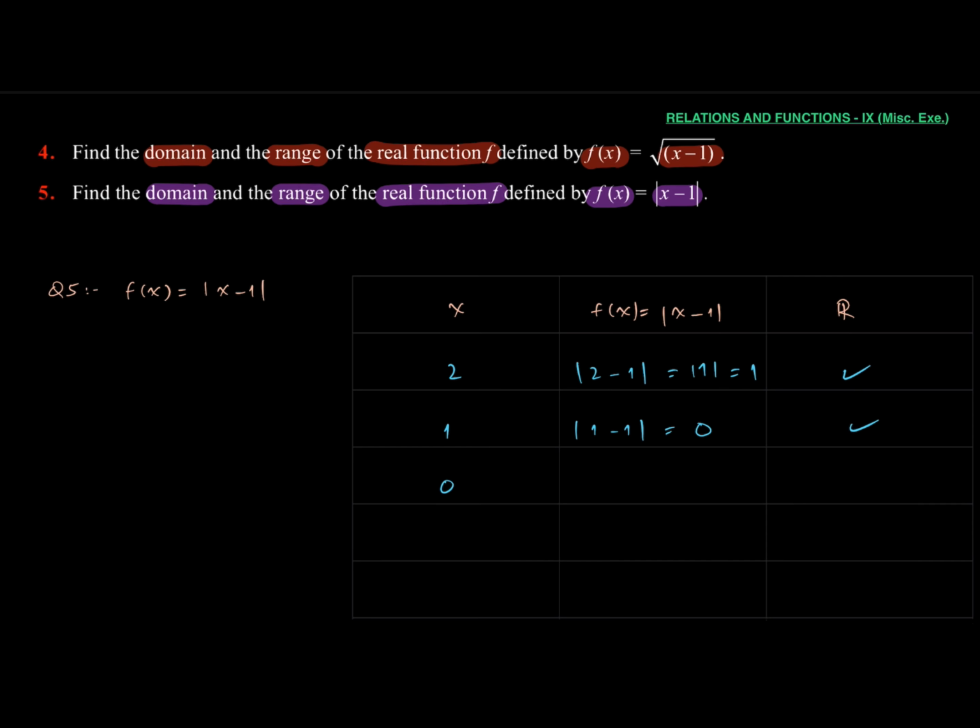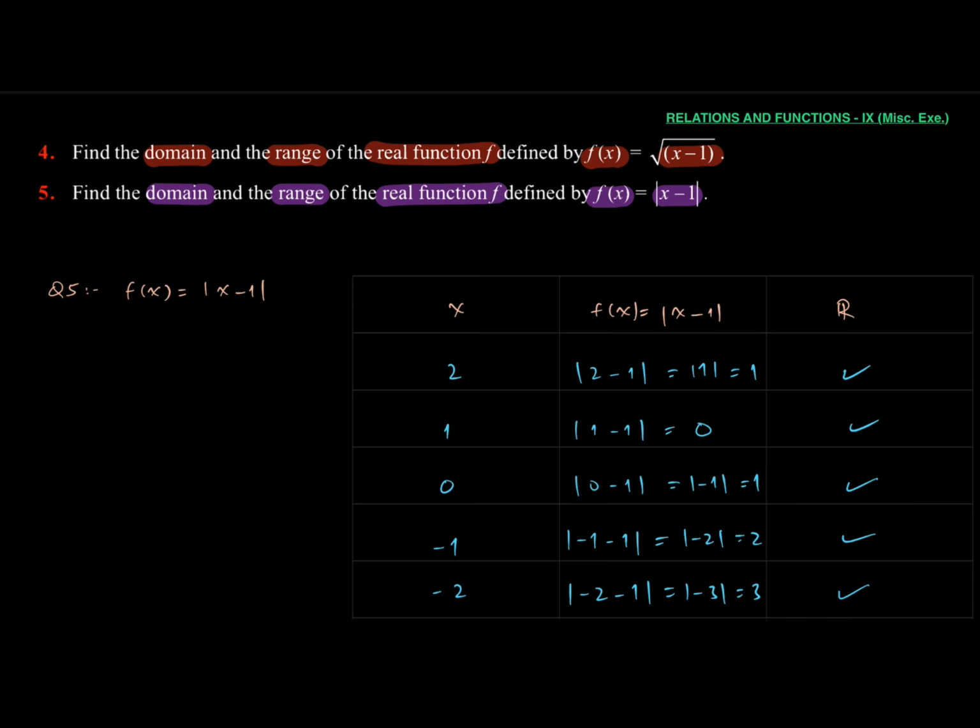Similarly, for the value of x equal to 0, we'll be having modulus of 0 minus 1, and this will be equal to modulus of negative 1, and that will be equal to 1. As we know, the modulus of a number is a positive number. So this again is a real number. Similarly, for the value of x equal to negative 1, we'll be having modulus of negative 1 minus 1, and this will be equal to modulus of negative 2, which will be equal to 2. This again is a real number. Similarly, for the value of x equal to negative 2, we'll be having modulus of negative 2 minus 1, and this will be equal to modulus of negative 3, and that will be equal to 3, which again is a real number.